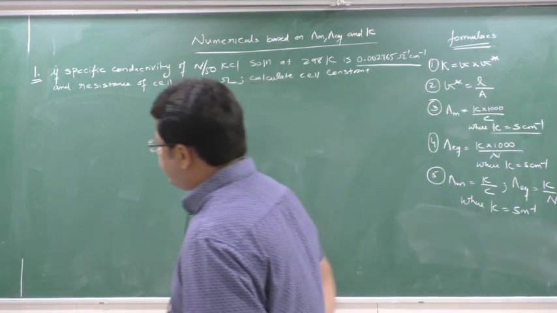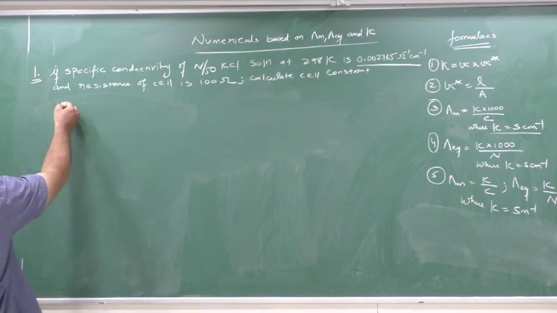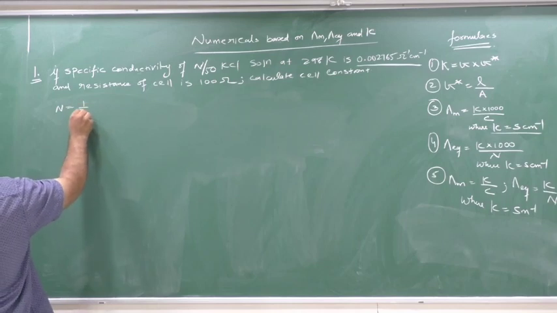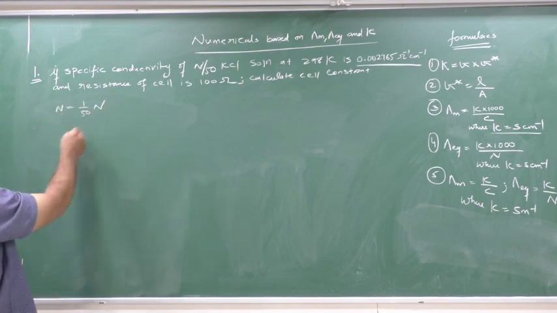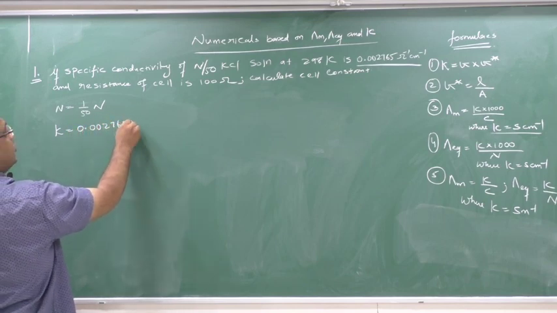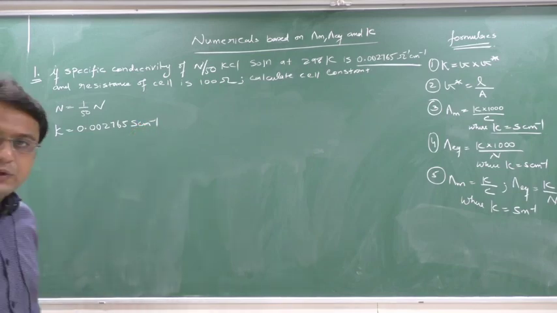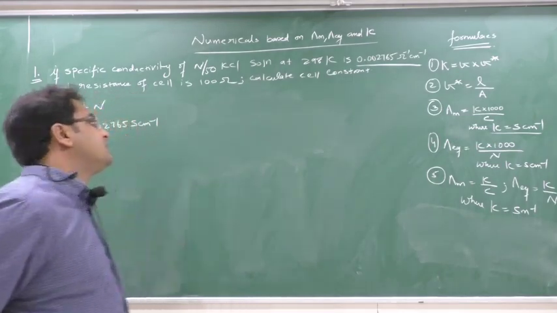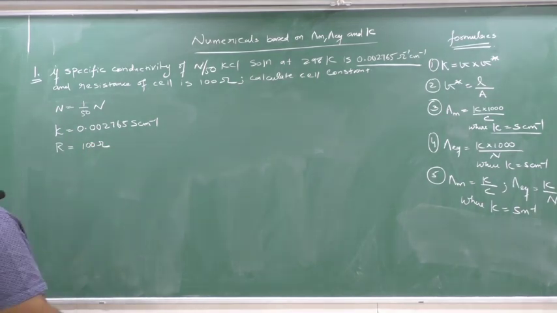We will see this problem now. Understand the problem. The specific conductivity of N by 50 KCl, they have given normality here, so normality is 1 by 50 N, at 298 Kelvin temperature, is K equal to 0.002765 ohm inverse. Ohm inverse means Siemens per centimeter. If you have not seen my previous video, please check it out first. The resistance is also given, that is 100 ohm, and they have asked you to calculate the cell constant. So G star we have to calculate.